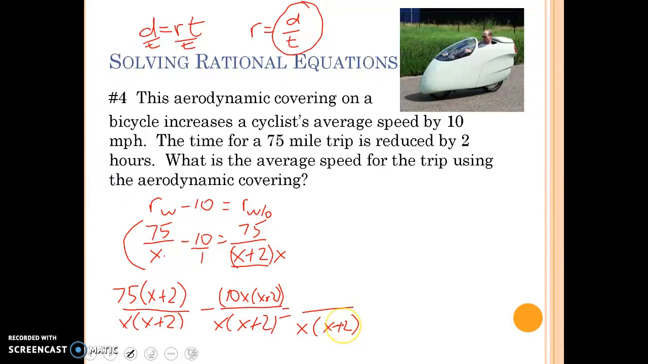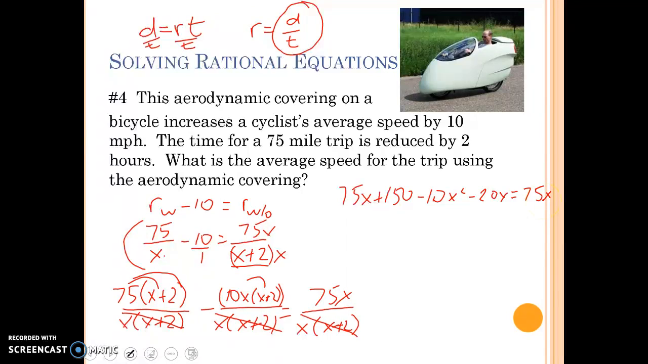I just need to multiply it by x. This is plus 2 here. So I'm going to multiply this by x. So that is 75x. So now that my denominators are all the same, I really don't need them anymore. I'm going to simplify this. I'm going to take 75x plus 150, and then I'm going to subtract. It's like a negative 10x times x, so that's minus 10x squared, and then I'm going to take negative 10x times positive 2, which is going to be negative 20x, and that equals 75x.